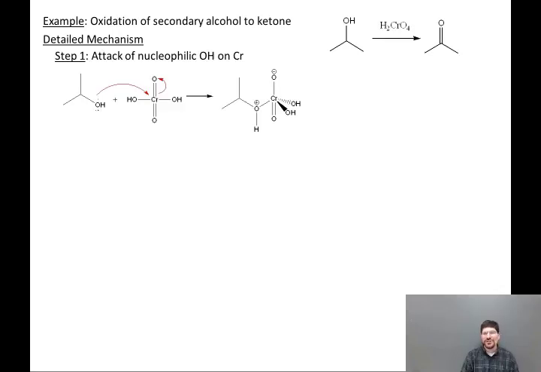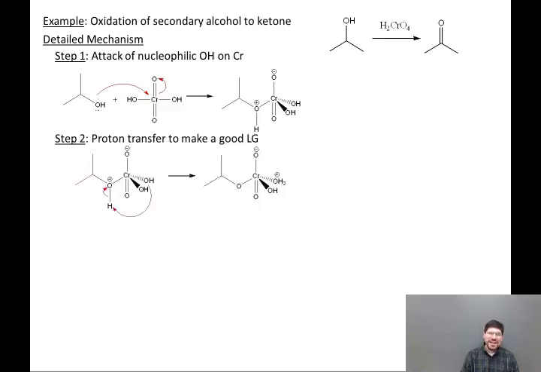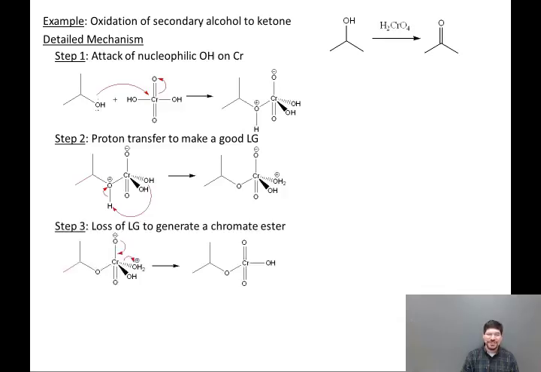Then you end up with a really short-lived zwitterionic intermediate with a positive charge on one oxygen and a negative charge on the oxygen bound to chromium. These are not normally good intermediates, but in this case, because there's chromium in there, it can happen for a very short period of time. Then we will have very rapidly a proton transfer from the oxygen of the incoming alcohol to one of the OHs that was on the chromium to make a good leaving group, followed by loss of that leaving group to generate the neutral chromate ester. We have kicked out water as the leaving group, which as we know is a very good leaving group.